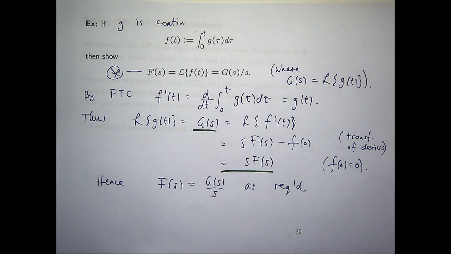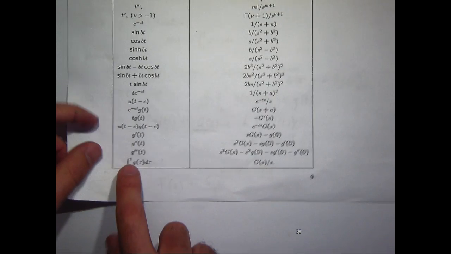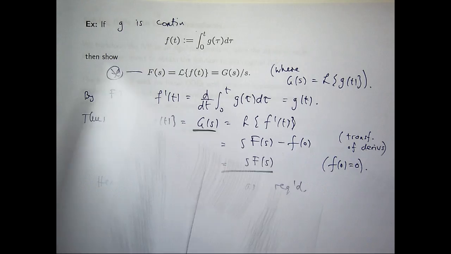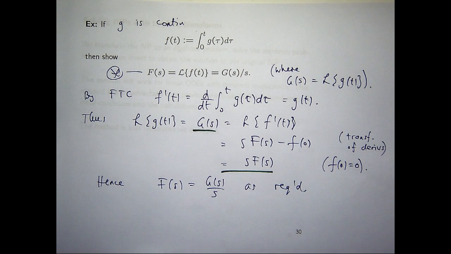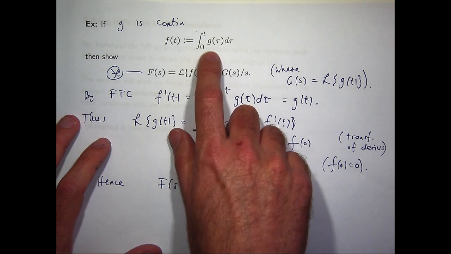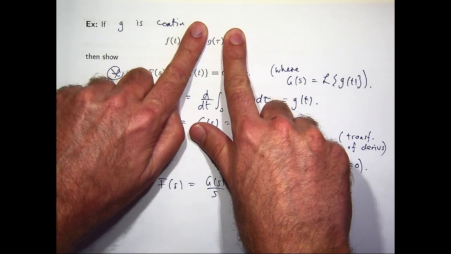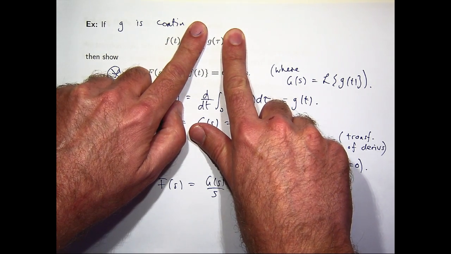Now, if you look in your table, the table that we've been using, it's right down the bottom. That one. But it's just a transform of derivatives. Now, you may be able to get it other ways, but it's a neat way of using the derivatives. Any questions for that one? What's the significance of the problem? Well, to take the transform of this, all you really need to do is look at the function inside, take the transform of that, and then divide by s.